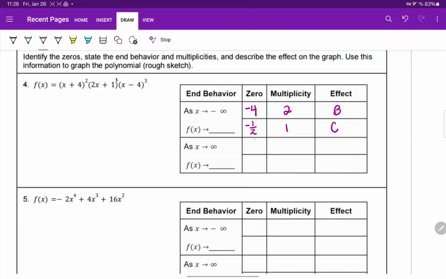On the next one, the 0 would be positive 4. Multiplicity 3 means it's odd, and it's going to cross. I'm going to put a little star on this one. When the power is an odd number bigger than 1, the cross squiggles a little bit more when you cross through the x-axis. We're not going to be real picky about that, but it'll just help me when I do a graph here.